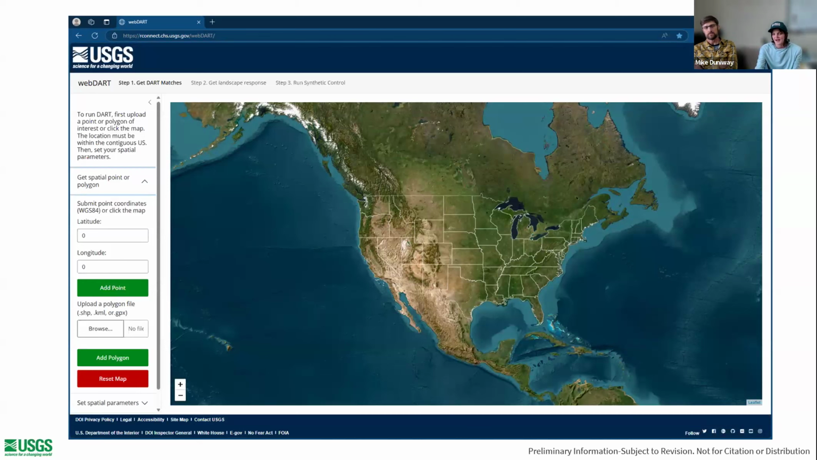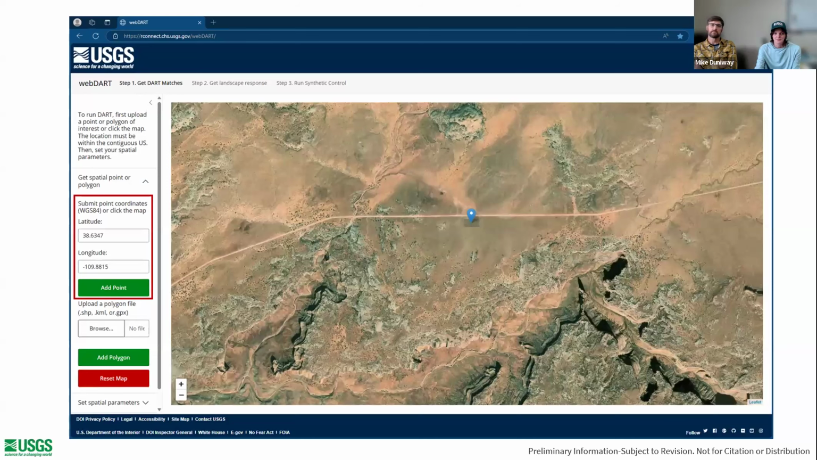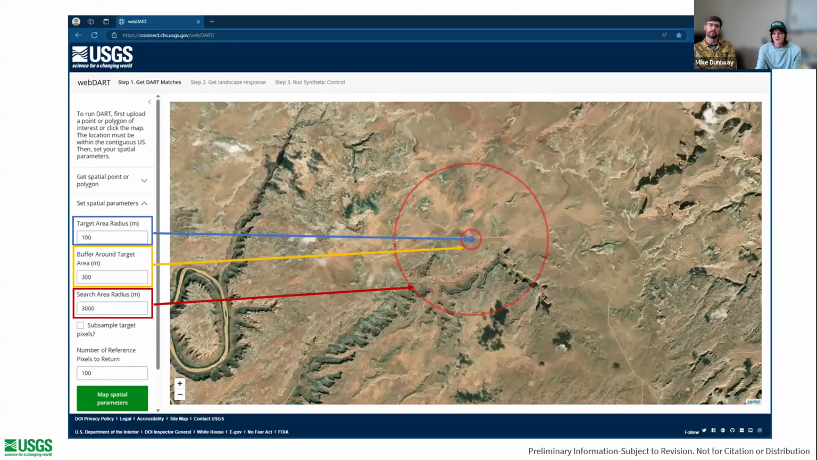First of all, you need to define your target area as either a spatial point or a polygon. You can do that either by submitting coordinates in latitude and longitude to define a point, or just by clicking the map. You can also upload a polygon file as well. Once you've pointed out your target area, you then define spatial parameters to define the radius of that target, particularly for point data, and then a search area radius where you will be looking for reference pixels that you will be using to understand the trajectory of that target area after the intervention.